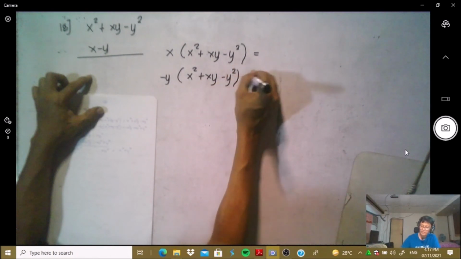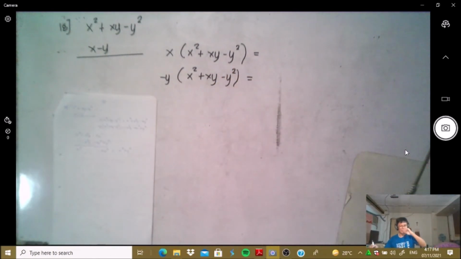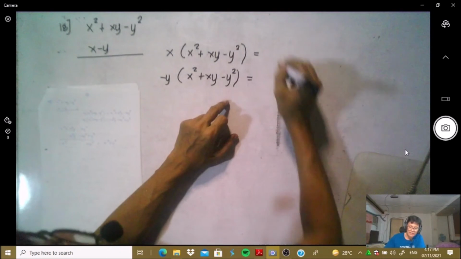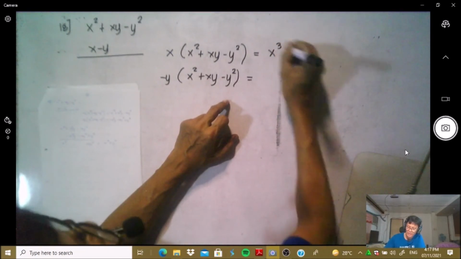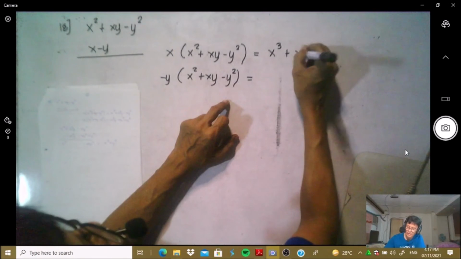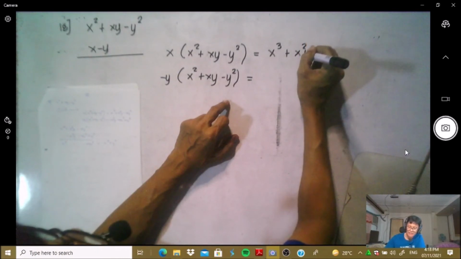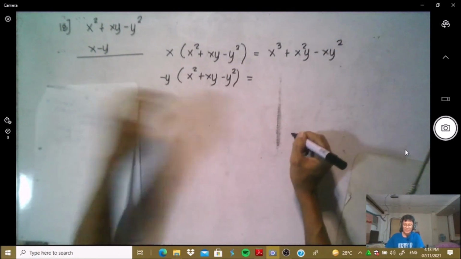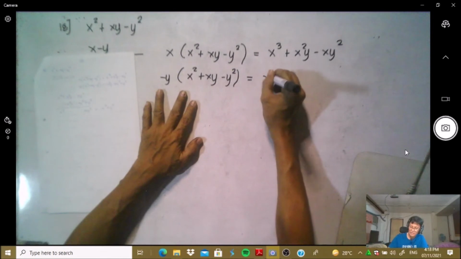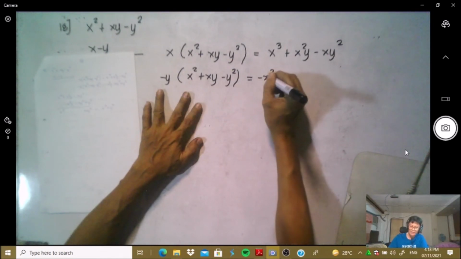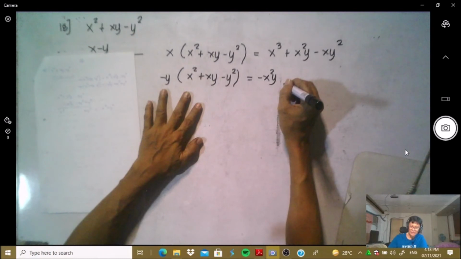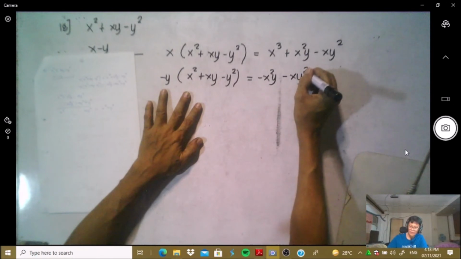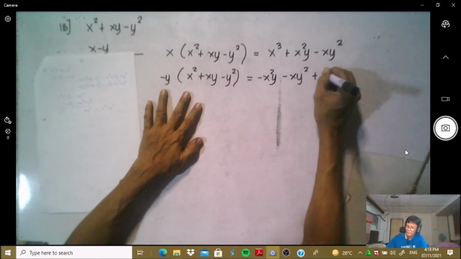You can do this first so that you have a step that can be considered correct. So we expand: x times x squared is equal to x cubed, then plus x times xy is equal to x squared y, then x times negative y squared is equal to negative xy squared. Then negative y times x squared is negative x squared y. Then negative y times xy is negative xy squared. Then negative y times negative y squared is positive y cubed.